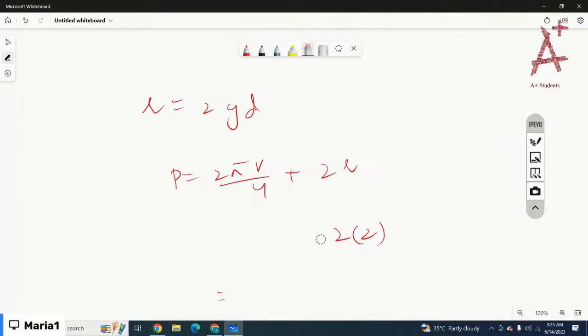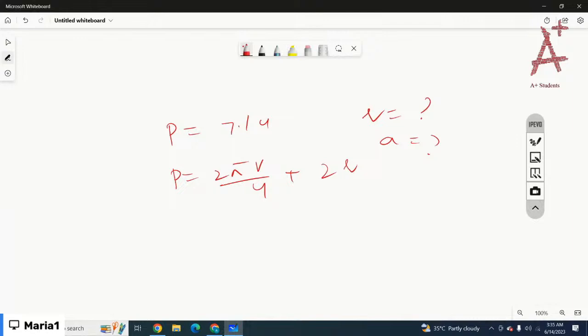Okay, here is the formula for the perimeter, that is 2 pi r divided by 4 plus 2r. You have to calculate the radius first because you are not given the radius. You are given just the perimeter, that is P equals 7.14. To calculate the area you have to calculate the radius. So 7.14 equals 2 pi r divided by 4 plus 2r.